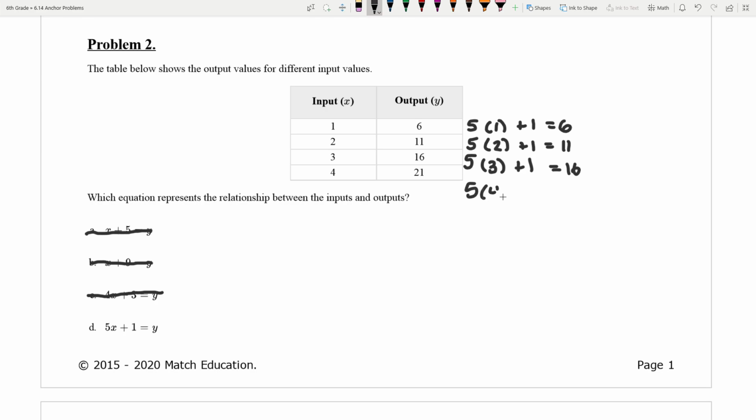5 times 4 plus 1, that's 20, that's 21. So it is going to be D, 5x plus 1. Again, just by guessing and checking.